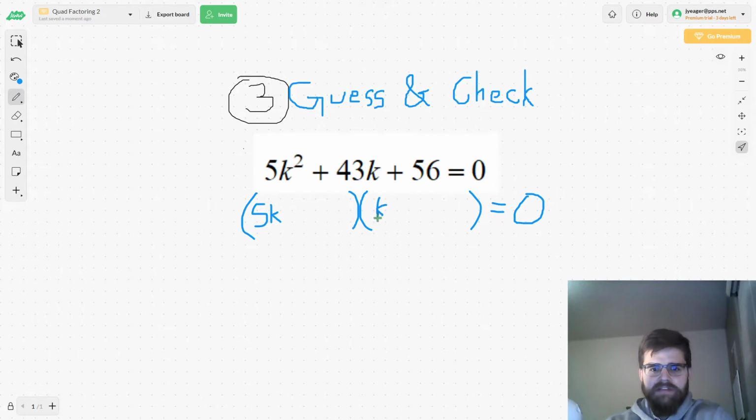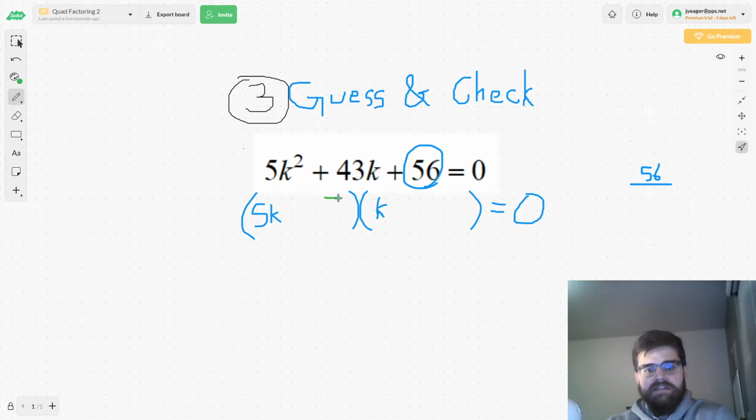So right away I said I've got to multiply to get 5k squared. So one way to do that would be 5k times k. It's the only real way we can break apart 5, is 5 times 1. So now I'm going to start just trying to check and see what are the different ways I can break down 56, and are any of those going to come out successful? So let's try a couple numbers and see.